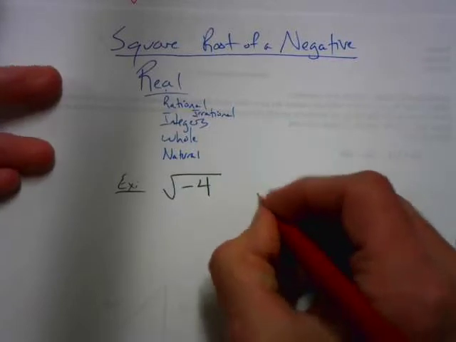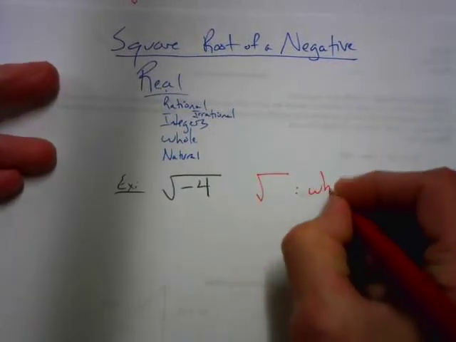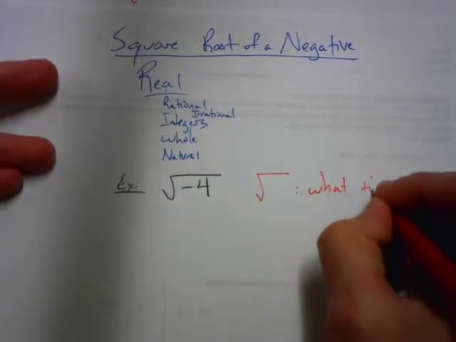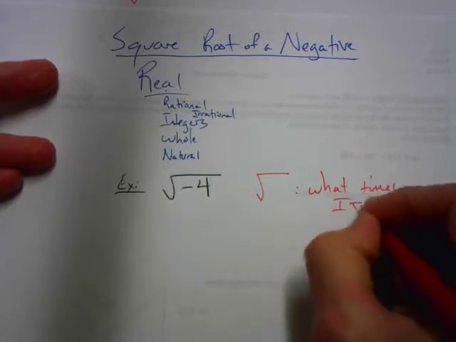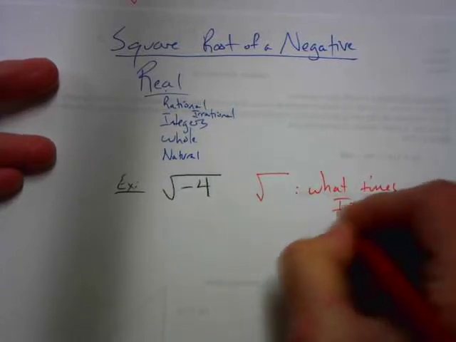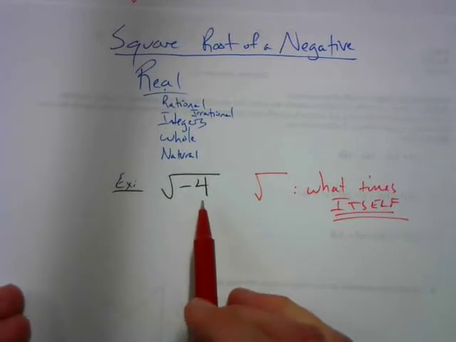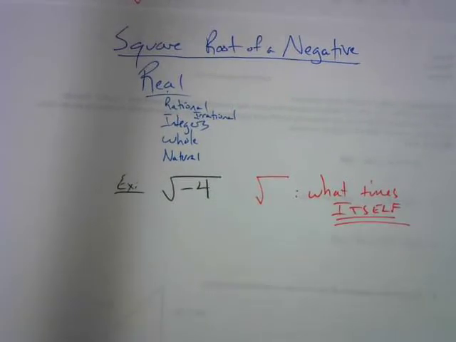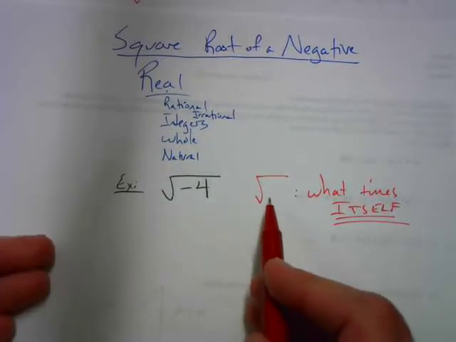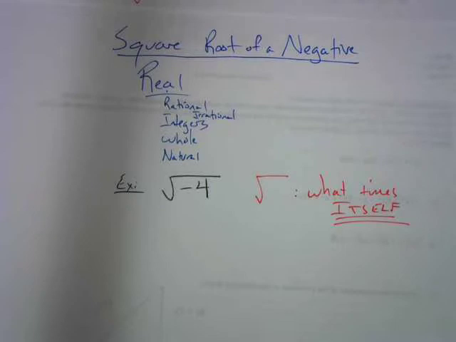Remember what the square root asks. The square root asks, what number times itself? What times itself? That's the key word. You can't tell me 2 and negative 2. That isn't itself, that's not the same thing. So don't tell me this is 2 and negative 2, because that's not what the square root asks. The square root asks, what number times itself?